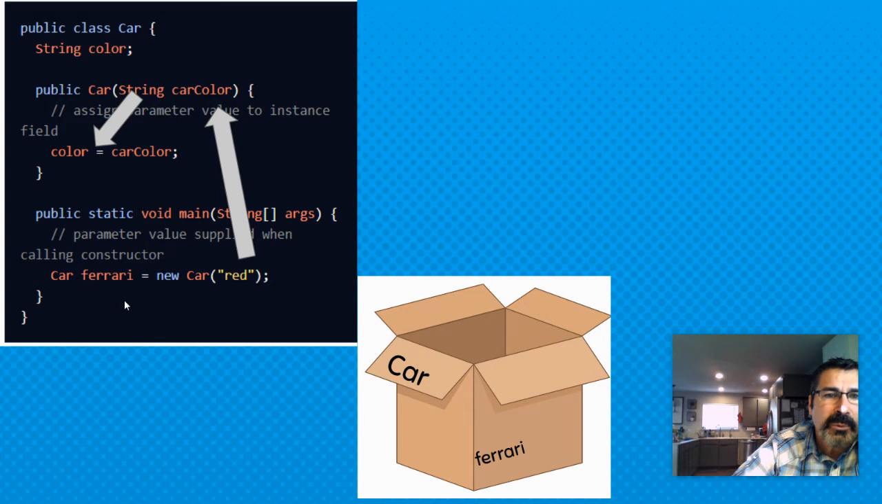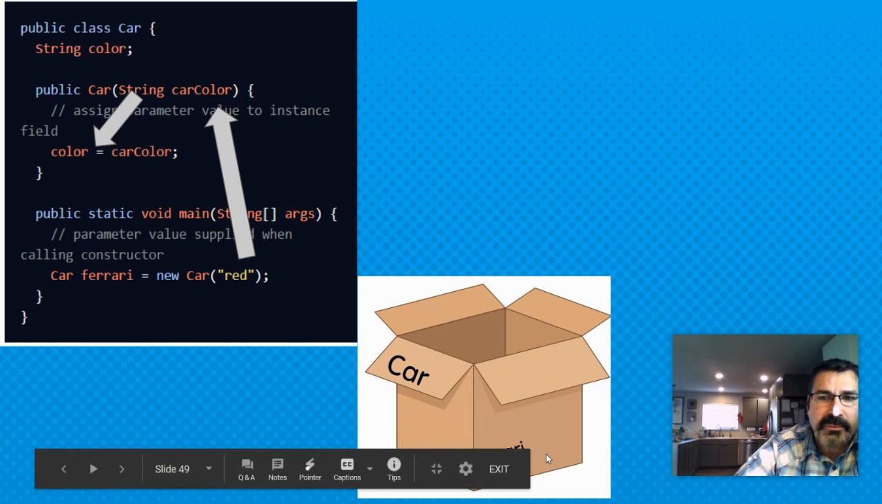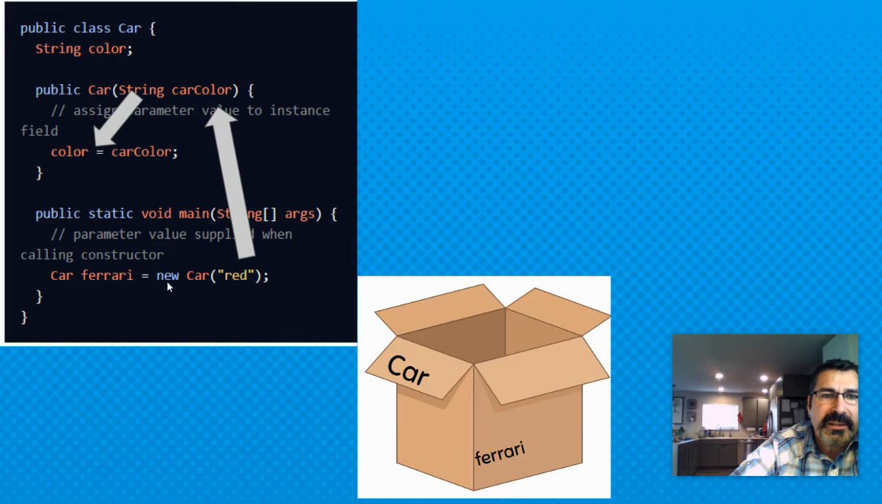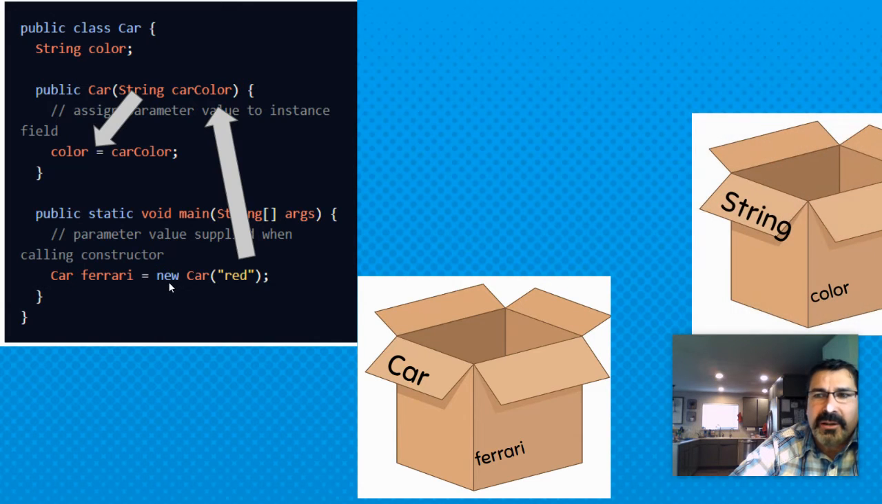Okay, so basically what happens is this. When you say car Ferrari, what you're doing is building a box called Ferrari. The only kind of thing that can go into it is a car. So here's our car class. The only kind of thing that can go into it is a car. And then when we get to this new keyword, we know that it starts the factory and we start building the car, right?